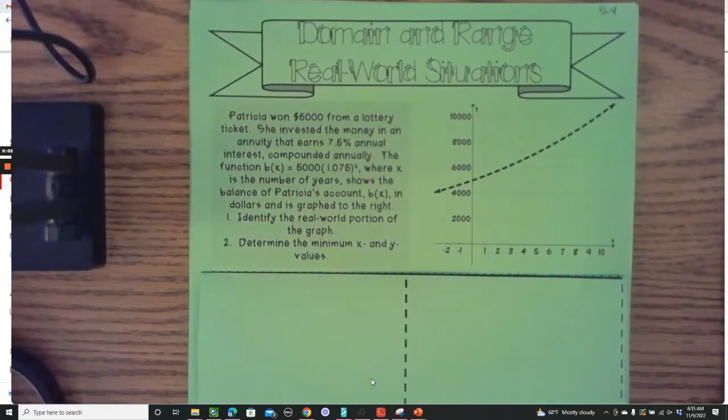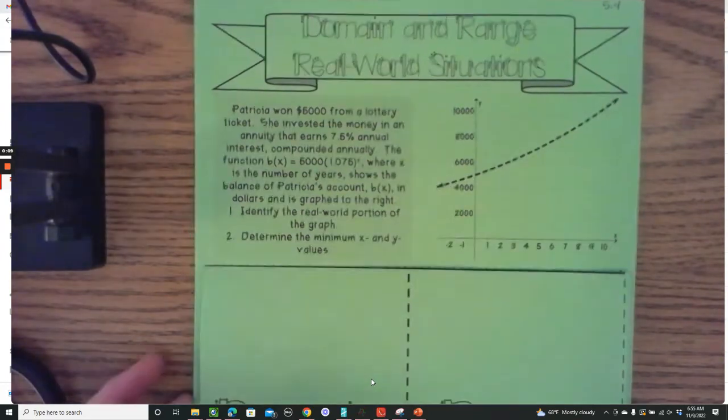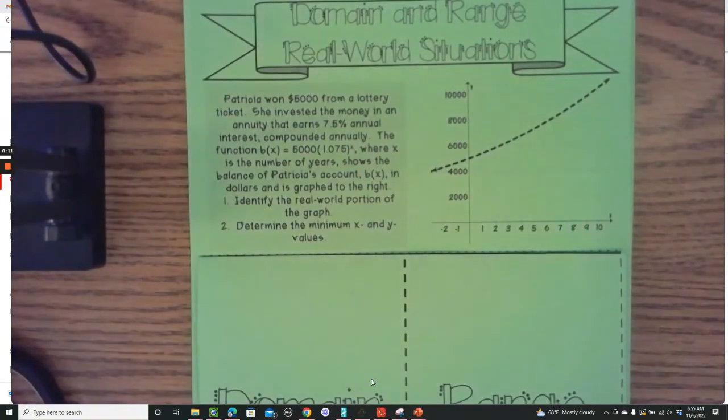This video is for the domain and range of real-world situations involving exponential functions. So our word problem: Patricia won $5,000 from a lottery ticket. She invested the money in an annuity that earns 7.5% annual interest, compounded annually. The function b of x equals 5,000 times 1.075 to the x, where x is the number of years, shows the balance of Patricia's account, b of x, in dollars, and is graphed to the right.